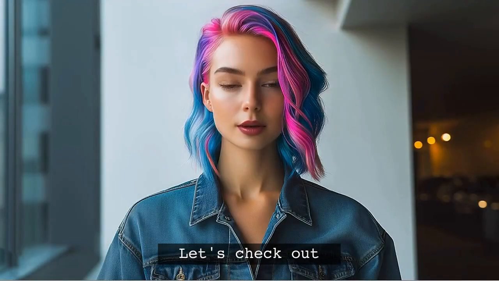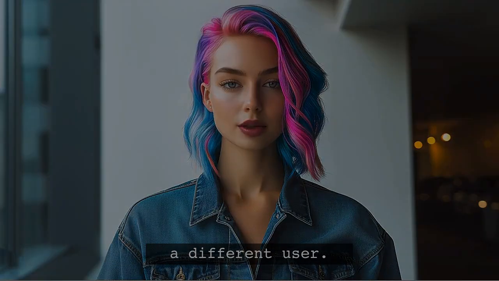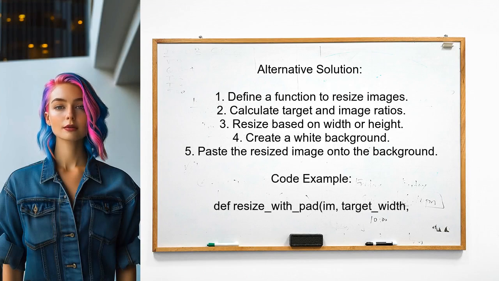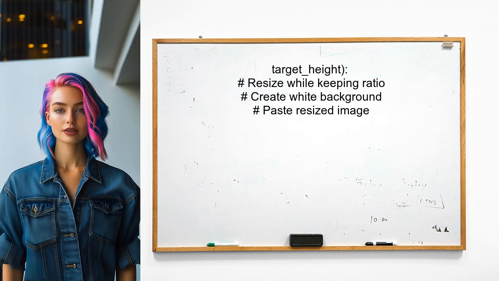Let's check out another perspective from a different user. An alternative solution provided by another user involves a Python function to resize images while maintaining their proportions and adding a white background. The function calculates the target ratio and compares it with the image's ratio to determine whether to resize by width or height.